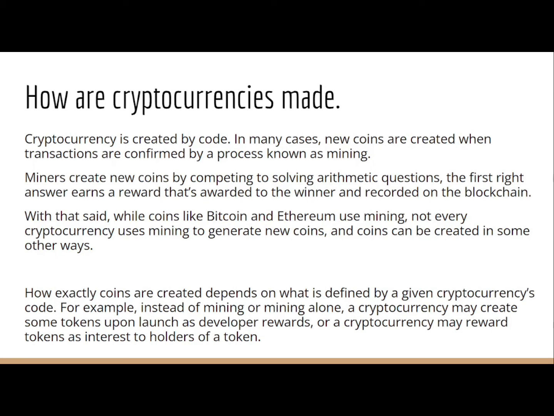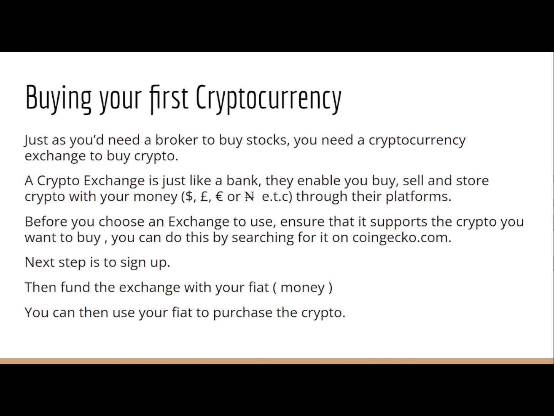Some are created by code already in existence. Some are produced by staking. All right, we'll get to staking maybe in future classes. How exactly coins are created depends on the mode defined by the cryptocurrency code. So instead of mining alone, a cryptocurrency may create a token and launch it as a developer reward or many other things. Mining is the major thing.